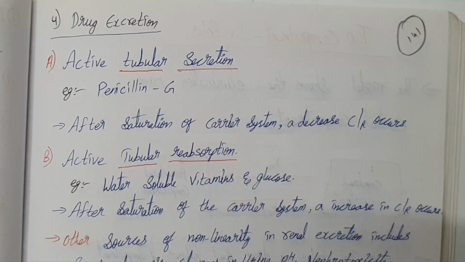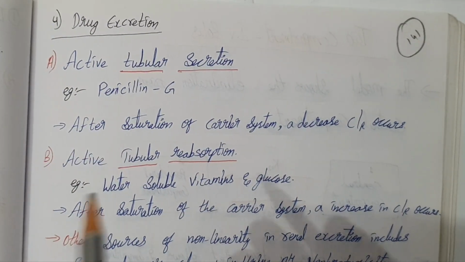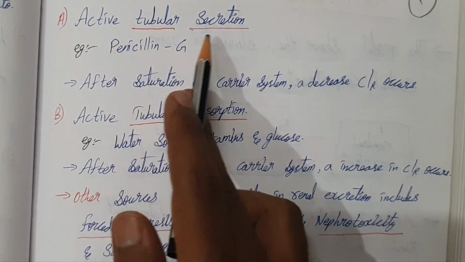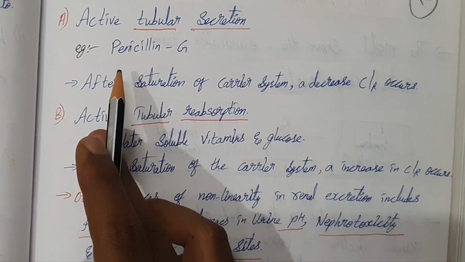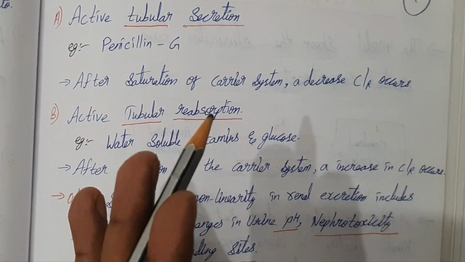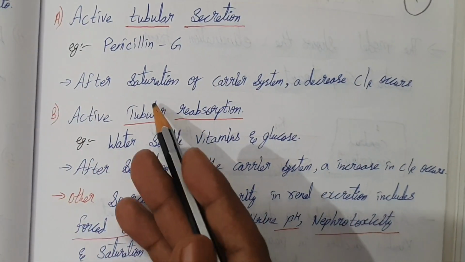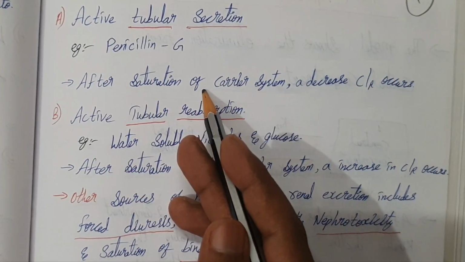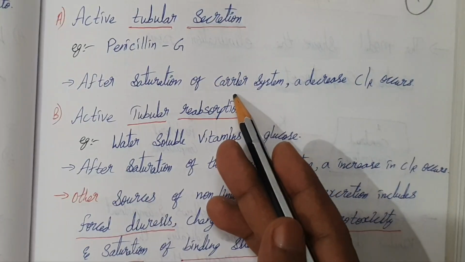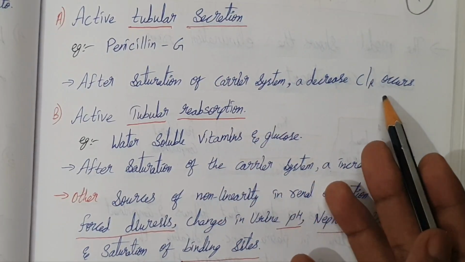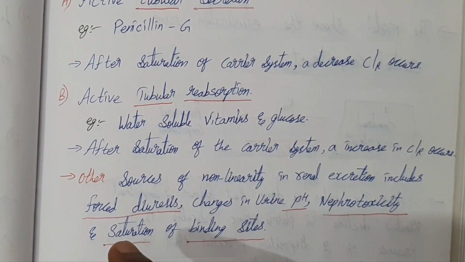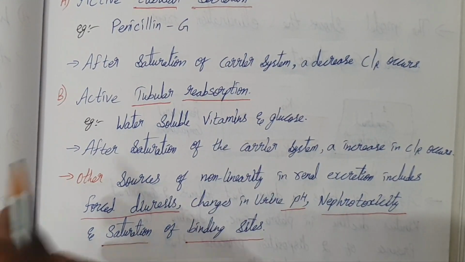Non-linearity in excretion. Excretion can become non-linear when active tubular secretion is saturated. Example, penicillin G. Clearance decreases when transporters are full. The transporter carrier system is saturated, so decreased clearance will happen.